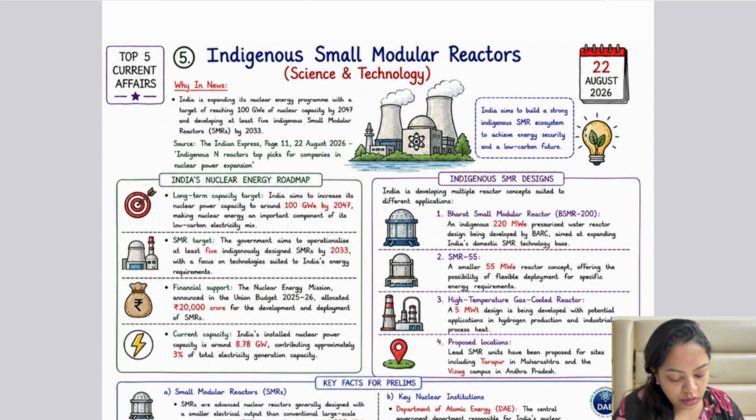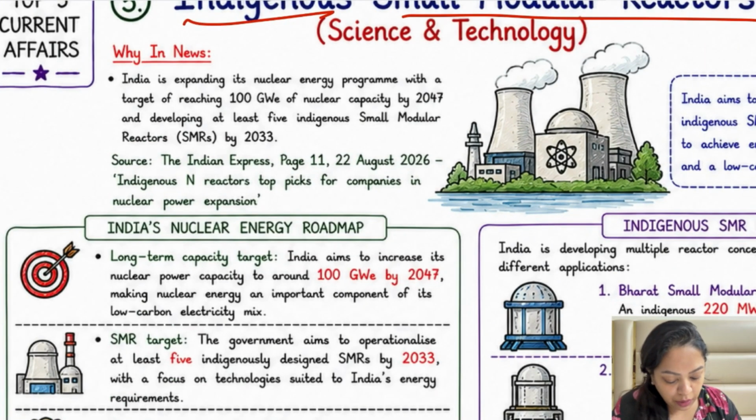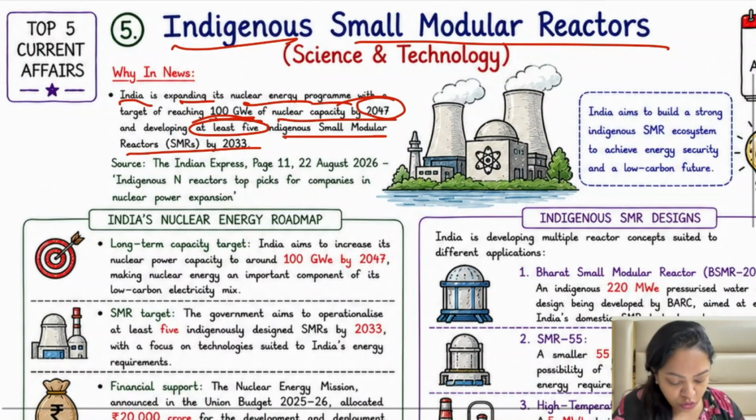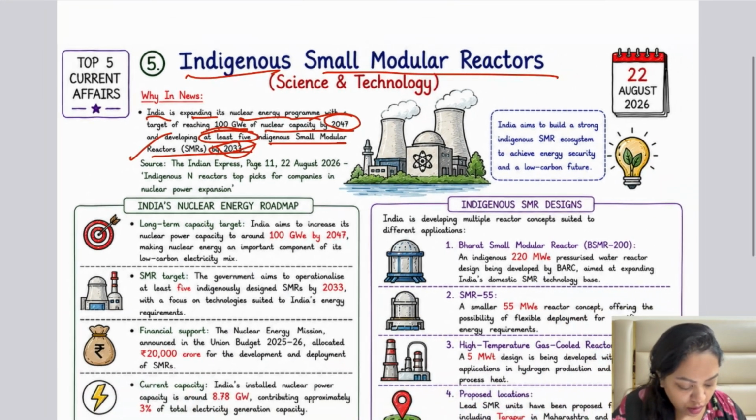Next we have the Indigenous Small Modular Reactors. Why is this in news? India is expanding its nuclear energy program with the target of reaching 100 gigawatt of nuclear capacity by 2047 and developing at least 5 indigenous small modular reactors by 2033. So you should know what these are and try to remember this year and some facts that are given.